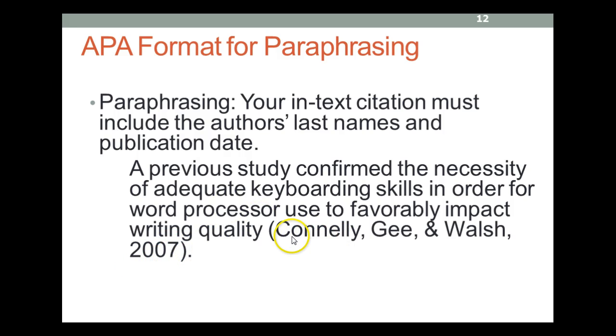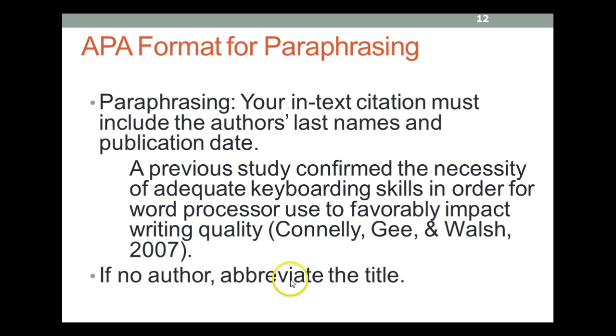I could also use these names at the beginning of the sentence outside of parentheses, so I could say Connolly, G, and Walsh conducted a study in which they found students needed to have adequate keyboarding skills in order for word processors to impact writing quality. So if I do that, then I would put the publication date in parentheses by itself after the name. So there's a couple different ways that you can introduce it into text, but you need to have author and publication date in the narrative itself.